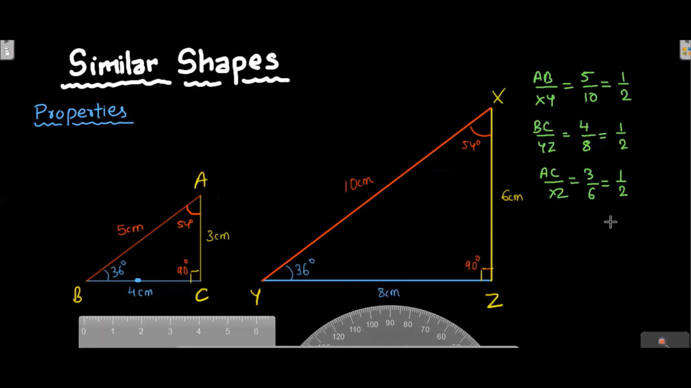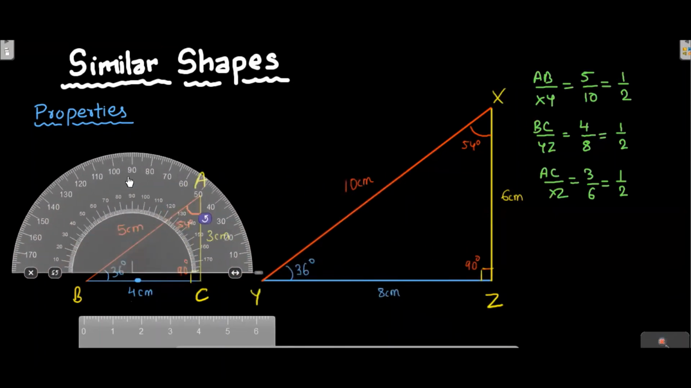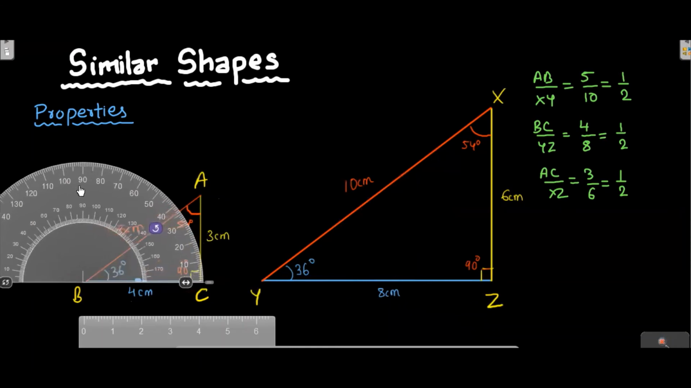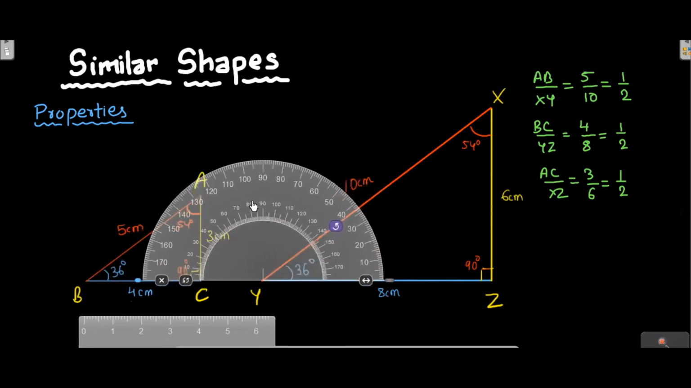Second property: let me take the angles. What about the angles? Angle B is 36 degrees, and angle Y is also 36 degrees. Now this may seem strange, because the bigger triangle has the same angle. How is it possible? If you are not sure, let's check using a protractor. If we keep the protractor here, you will see this is almost 36 degrees. Let us keep it here; this is also 36 degrees.